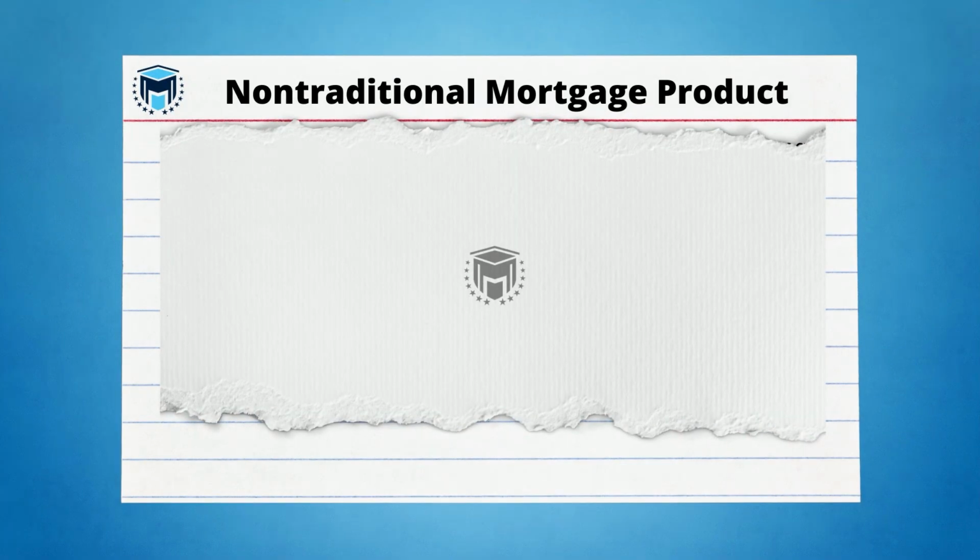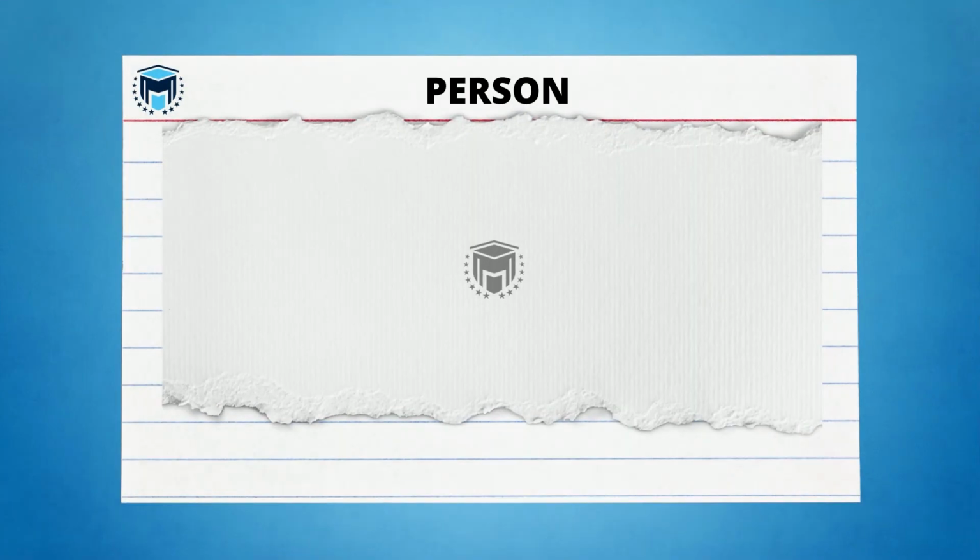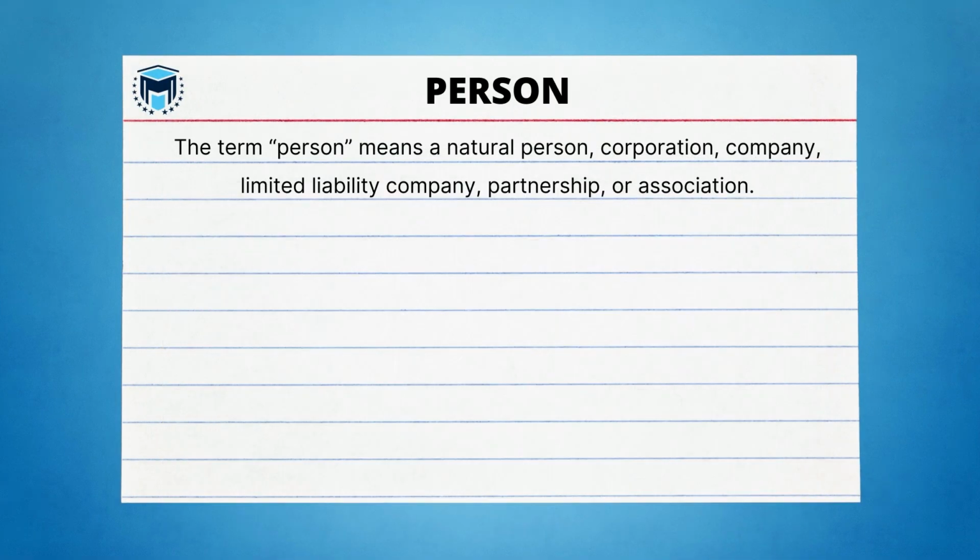Non-traditional mortgage product. The term non-traditional mortgage product means any mortgage product other than a 30-year fixed-rate mortgage. Person. The term person means a natural person, corporation, company, limited liability company, partnership, or association.